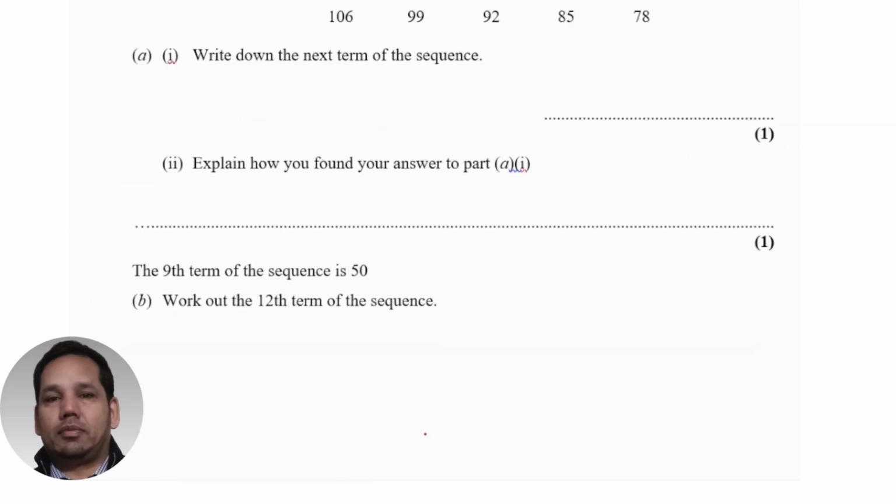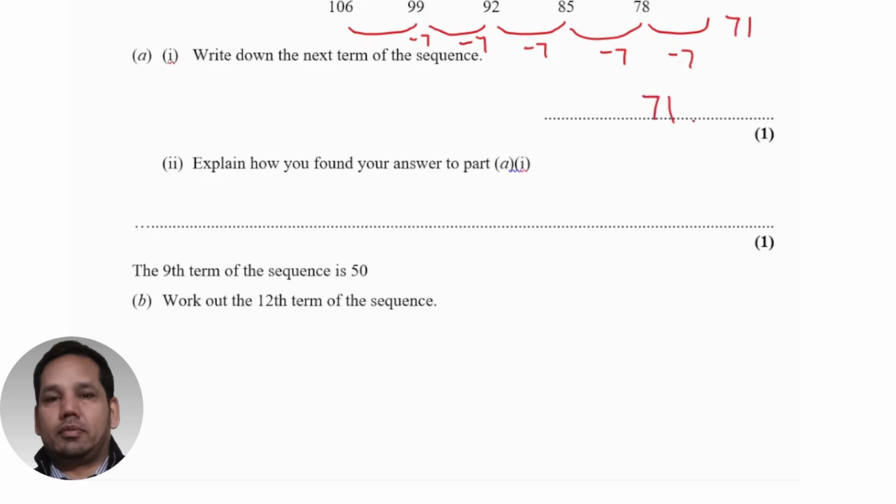Question number 4 says, here are the first 5 terms of a number sequence. Write down the next term in the sequence. We can see what's going on over here. 106 minus 9 is 99, so we are doing minus 7. From there to there, we're doing again minus 7. From there to there, again minus 7. From there to there, again minus 7. And the next number will be minus 7, which is equal to 71. So what we're going to write down here? 71, because we are decreasing by 7.